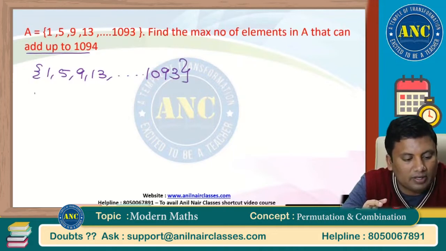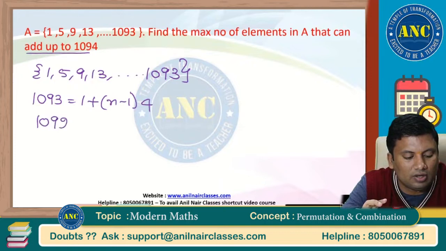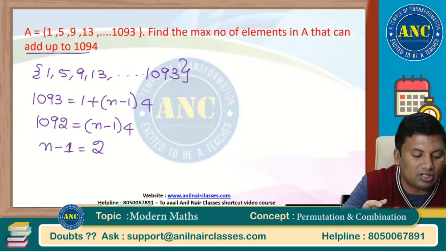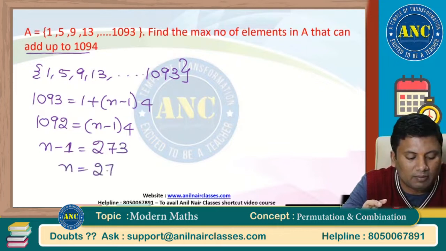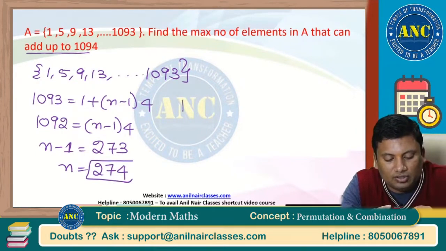Last term is 1093, which is a plus n minus 1 into d. D is nothing but 4, so 1092 is equivalent to n minus 1 into 4. N minus 1 is nothing but 273. N is nothing but 274. 274 elements are there.